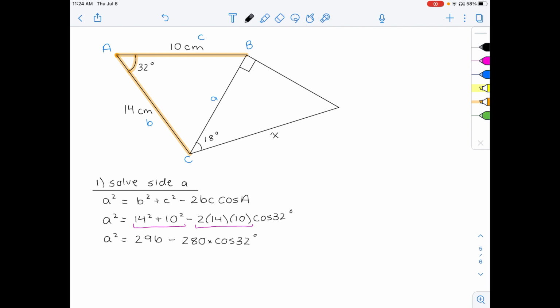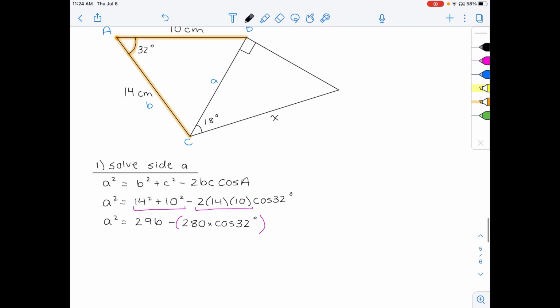Now, the important thing to remember here, I mentioned this in the lesson on cosine law, is we are not going to do 296 subtract 280, because that is not the correct order of operations. The 280 is attached to this cosine with this multiplication. So this needs to be done first and then subtract, or I like to type it in on my calculator all in one step, but I put a bracket here.